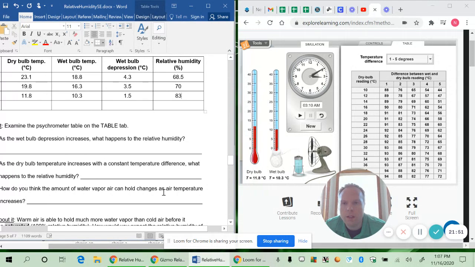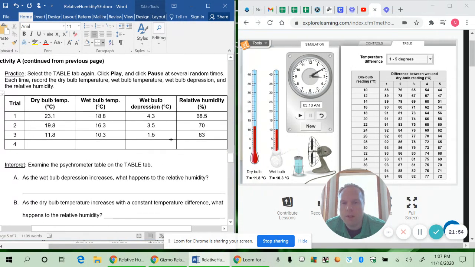All right, so go ahead and click pause, take some time, and fill this data table in, and when you're ready, click play again.